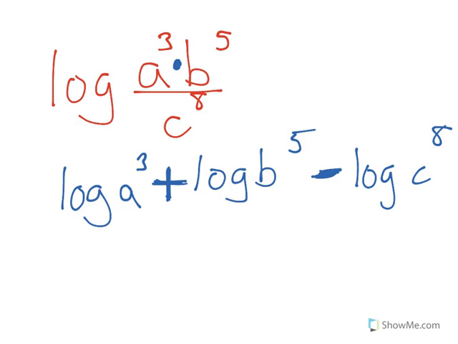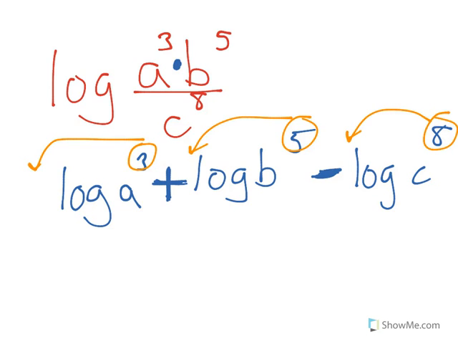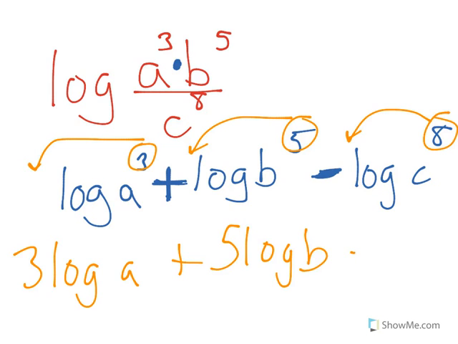Now there's one last thing I can do to simplify this problem. What was our very first rule that taught us about what I'm allowed to do with my exponent when I have them all logs? I'm allowed to move it to the front of my terms. This would be 3 log A plus 5 log B minus 8 log C.